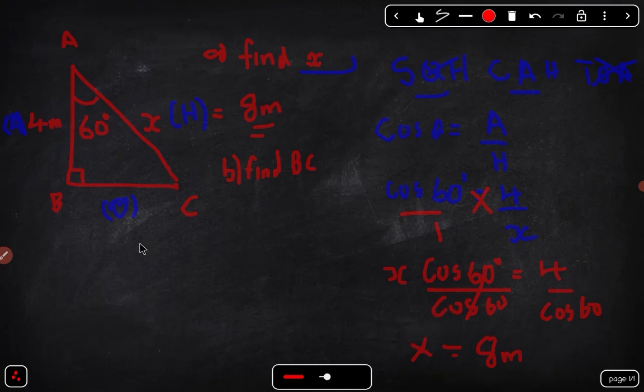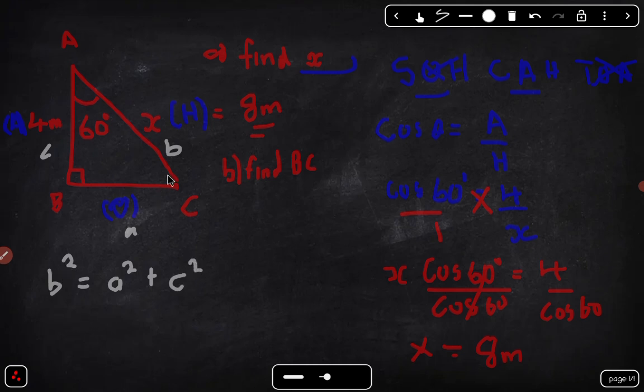For BC, this one now requires us to use Pythagoras theorem. So what you are going to do is this. This side here where B is facing is B, where C is facing is C, where A is facing is A. Pythagoras theorem tells you that you should always start with the hypotenuse, and your hypotenuse is B. So it's going to be B squared is equal to A squared plus C squared.